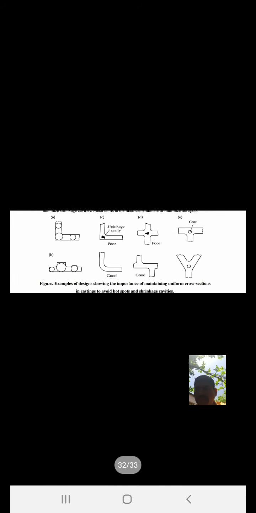Okay, there are some parts, then we'll move to the next one. There is design consideration in casting. Okay, you know, yesterday we saw DFA and DFM. Okay, today we'll go on to the next, design consideration in casting. Which considerations will we consider for the design in casting? Design the part so that its shape is cast easily. Okay, whichever shape will be cast, this will be cast easily.